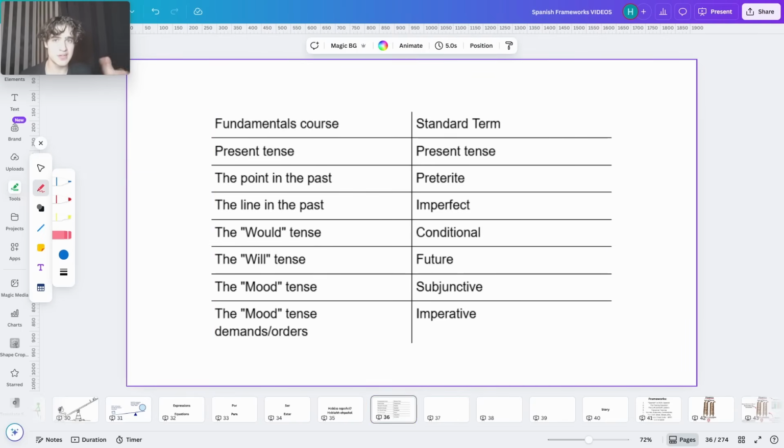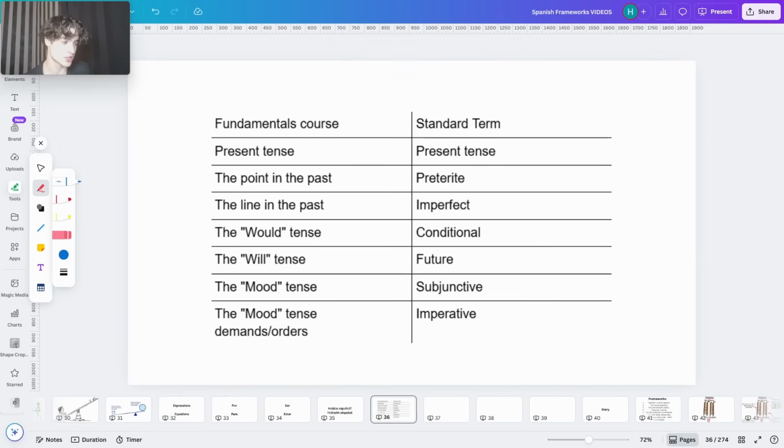There are about 7 tenses in Spanish that most people get confused with. And so I'm going to explain them in the order that makes the most sense. So the first tense in Spanish is the present tense. And there's actually 2 present tenses.